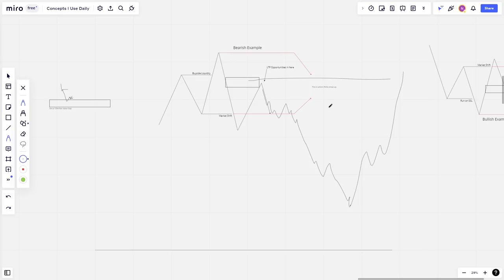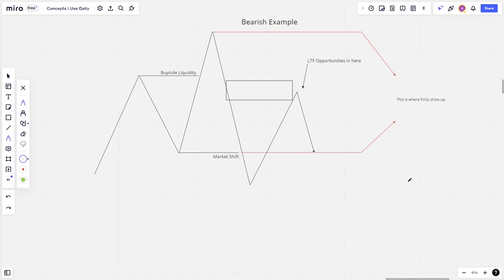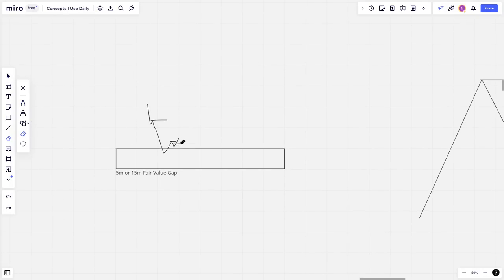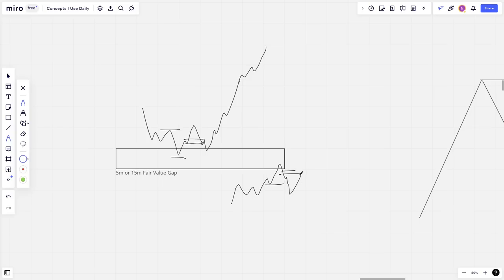I'm rambling a lot here, and I shouldn't be, because I've scripted everything. That's what I'm looking for in the lower time frames. That's exactly what I'm looking for in the lower time frames: for price to mitigate the area, to create a market shift. In the market shift, we should see fair value gaps, stop loss all the way down there, and that's it. That's our entry. And on this other side, market shift, fair value gap, looking for that continuation.